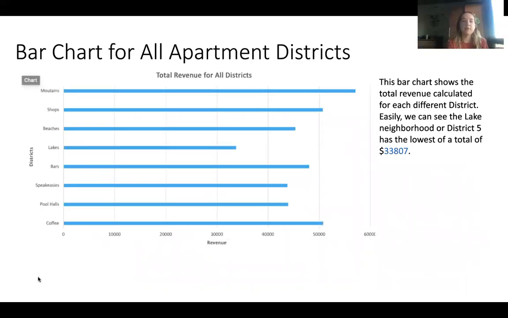So below here, we have a bar chart for all the different apartment districts. What's good about a bar chart is that it shows categorical and quantitative data. So we can look at a quick glance of what districts have higher and lower revenue. And so easily we can see that our Lake neighborhood or District 5 has the lowest total of $33,807 for revenue. So that kind of gives our prospective renters a good glance at what might be their best choice as far as a district to live in.